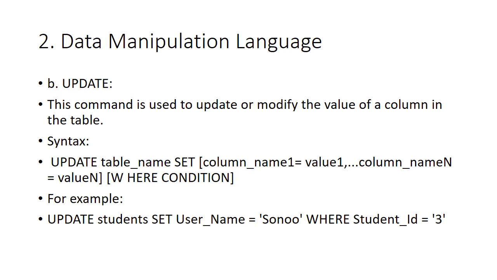Update. This command is used to update or modify the values of the column in the table. Syntax: update table name, set column name equal to value 1, comma, column name 2 equal to value 2, etc., column name n equal to value n. The where condition is optional. For example, update student, set username equal to Sonoo, where student id equal to 3.